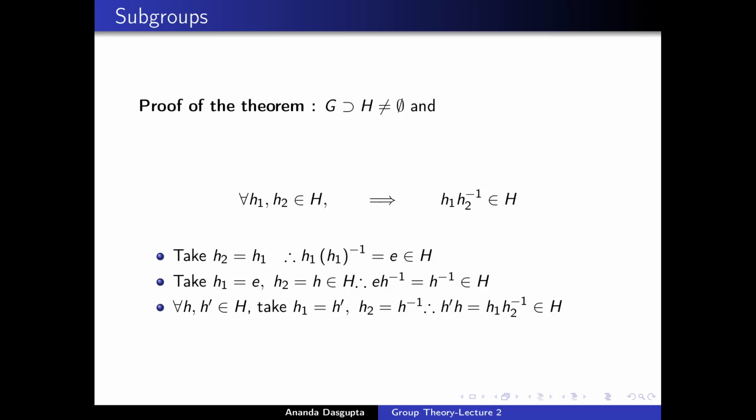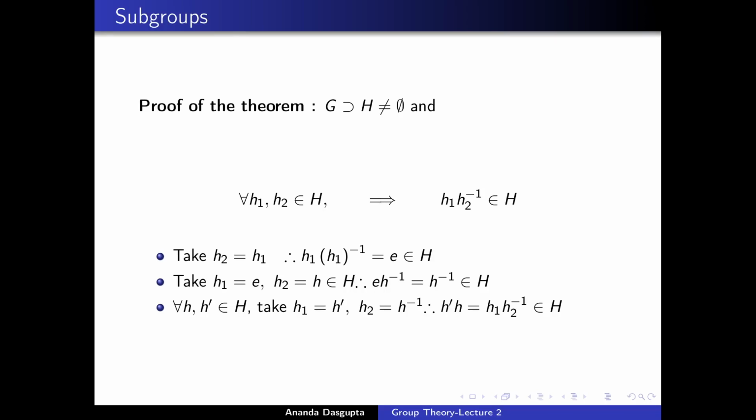This completes the proof that once we have this demand that H is non-empty, and for any two elements H1 and H2 belonging to capital H, H1 H2 inverse also belongs to capital H, then this subset capital H satisfies all the basic properties that you need for a subgroup, so it is a subgroup.